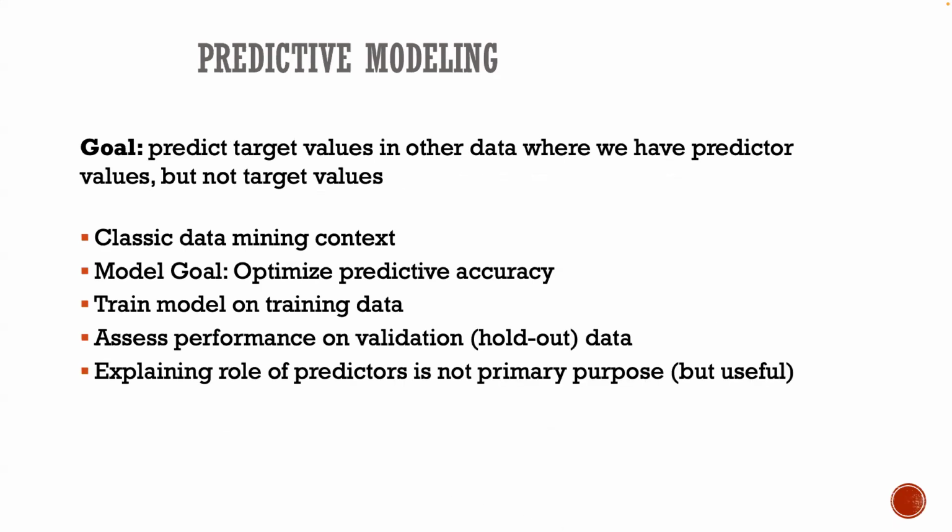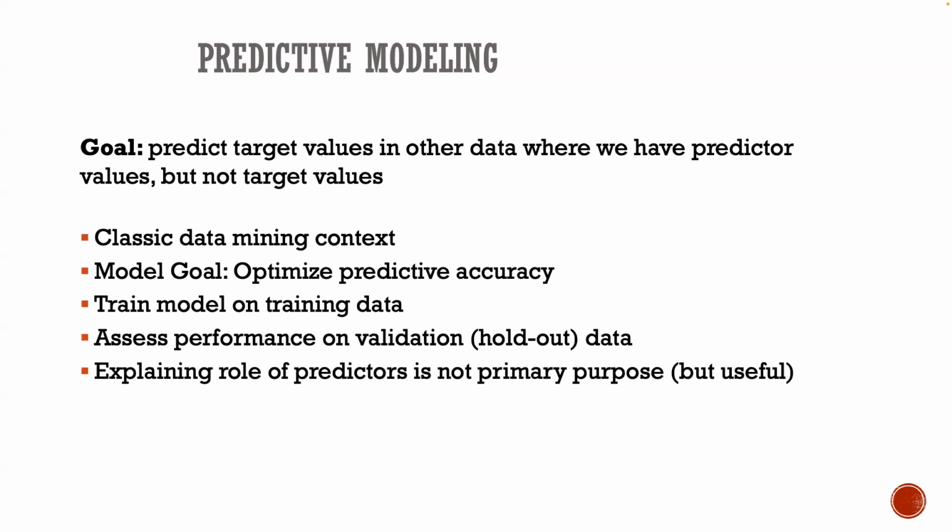The other objective that we could fulfill with multiple linear regression is predictive modeling. Now, here the goal is somewhat different. Here we are not interested in explaining the current data. Here we want to predict target values in other data sets, something different from what we have trained the model on, where we have predictor values, but we don't have the target. We know what these different parameters of the product are, but we don't know what the price might be, for example. This is the classic data mining context.